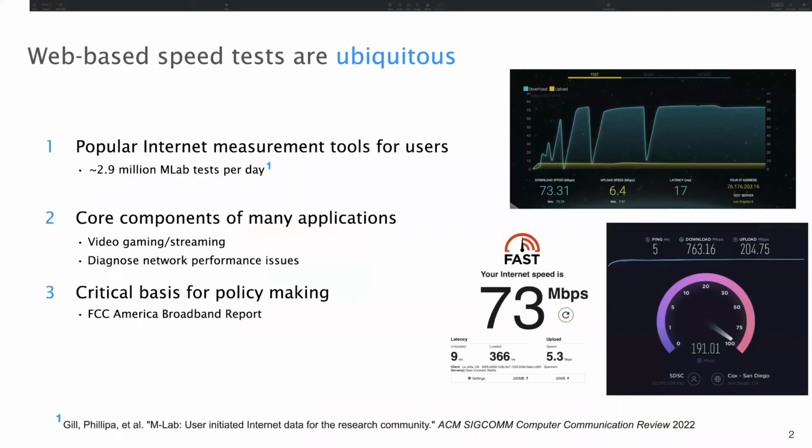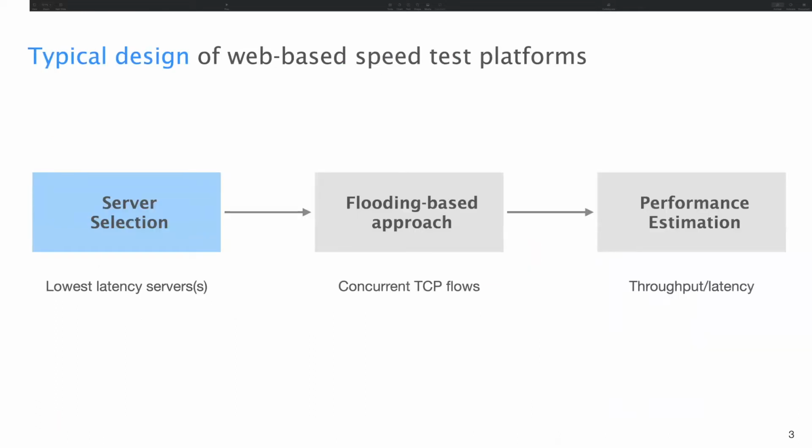As you may know, web-based speed tests are widely used in different fields. They often serve as a popular tool for users to measure their internet connectivity. Going beyond, they are also often the core component of many applications, such as video gaming and streaming. They are also cited by government and commercial reports for advertising and policymaking purposes. So how do they actually work?